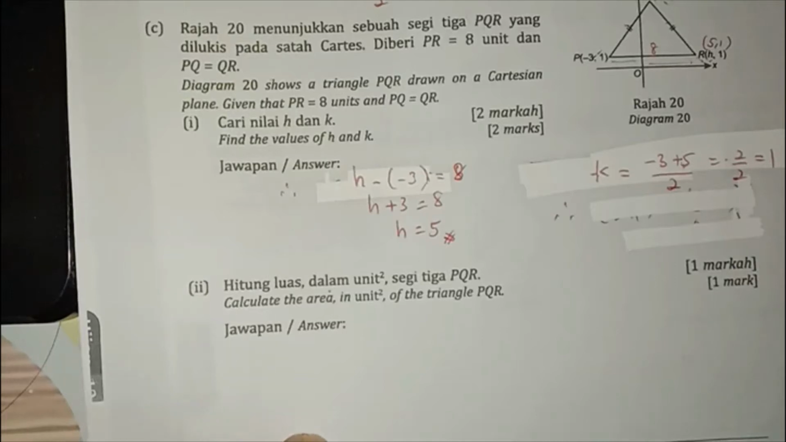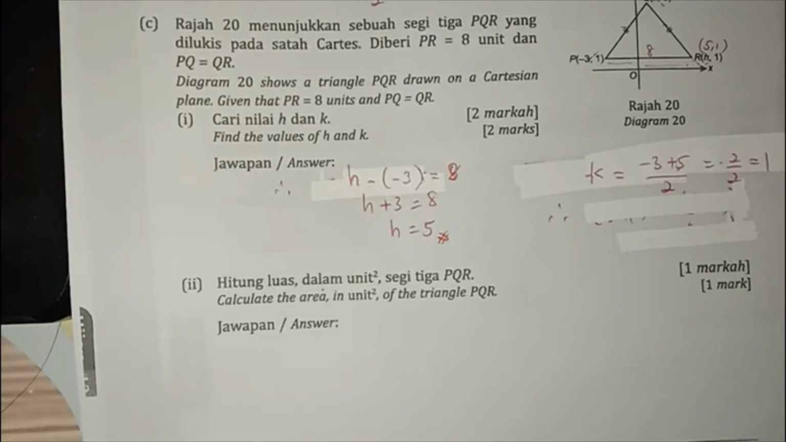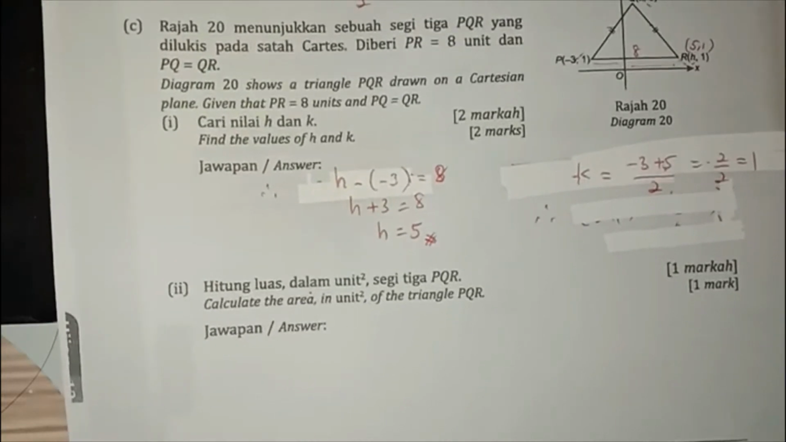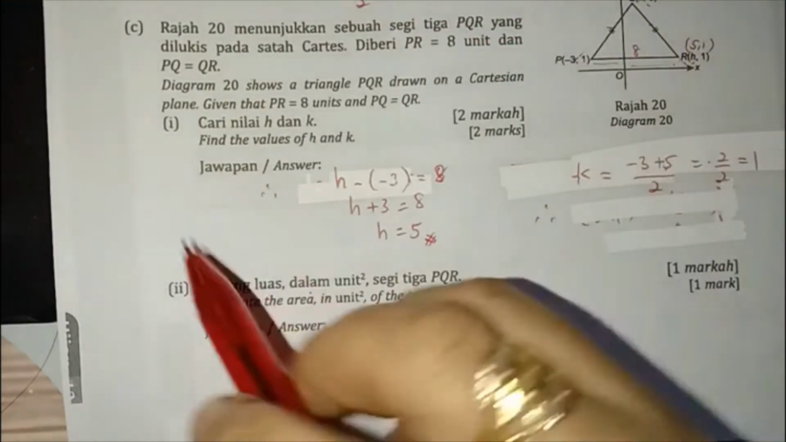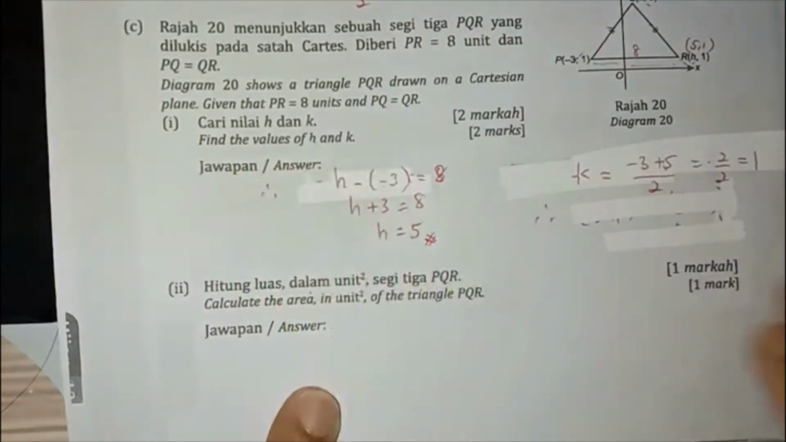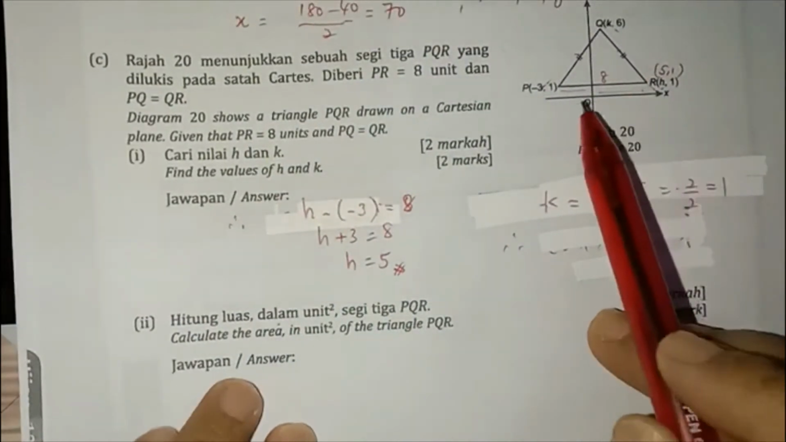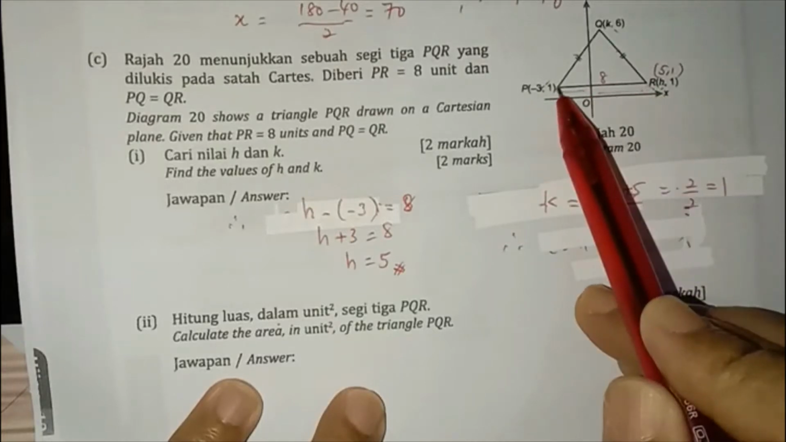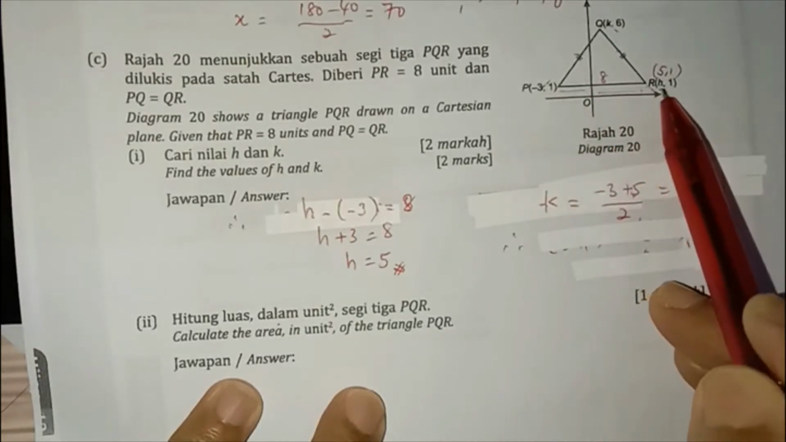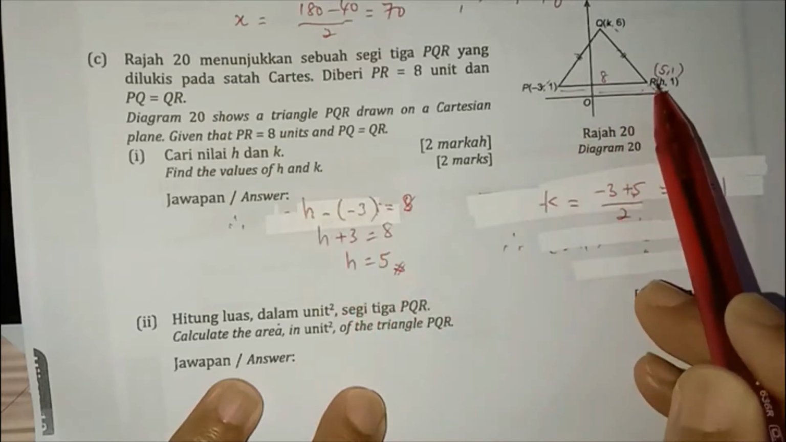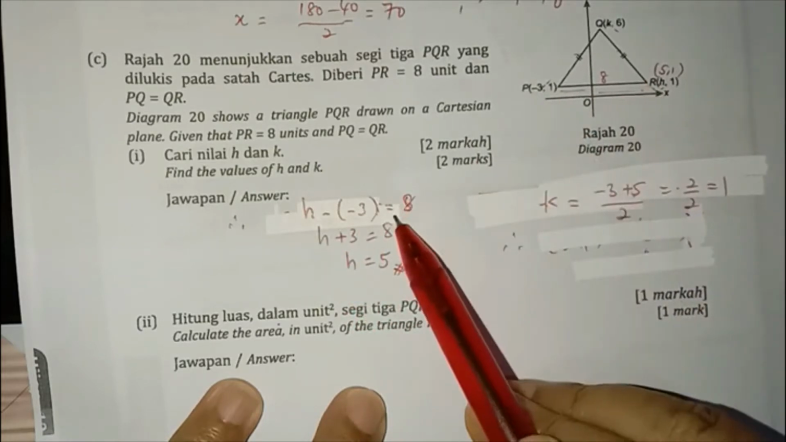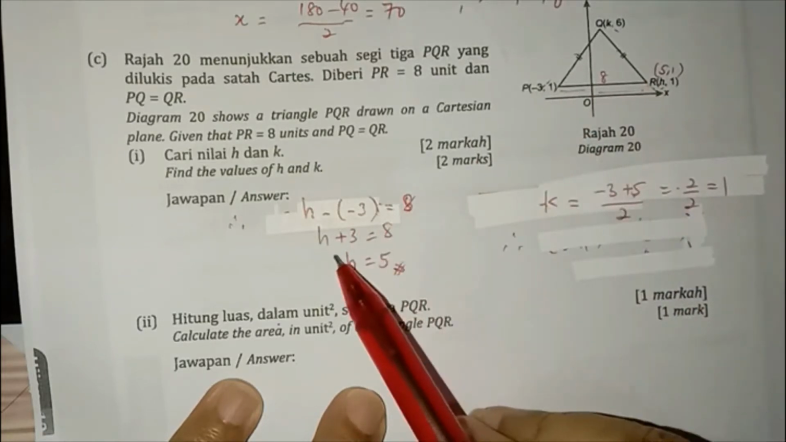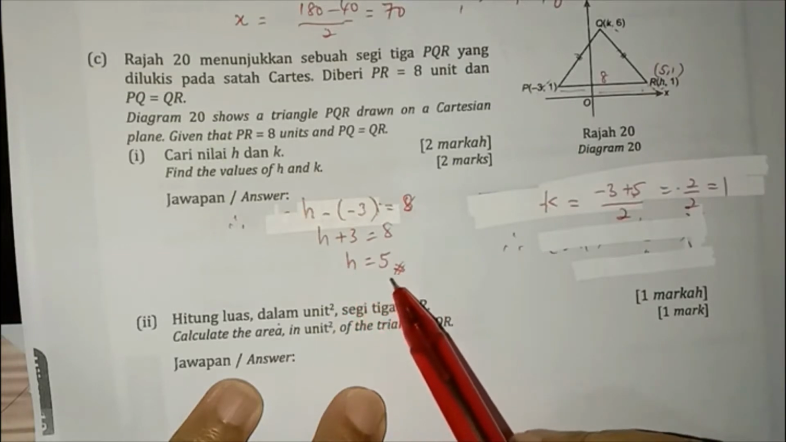Okay, we continue number 27, but C for section B. So C1, find the values of H and K. So you want to find H, this length. So you just use the x-axis to calculate. So H minus -3, H minus -3 equals 8. So you will get H equals 5.